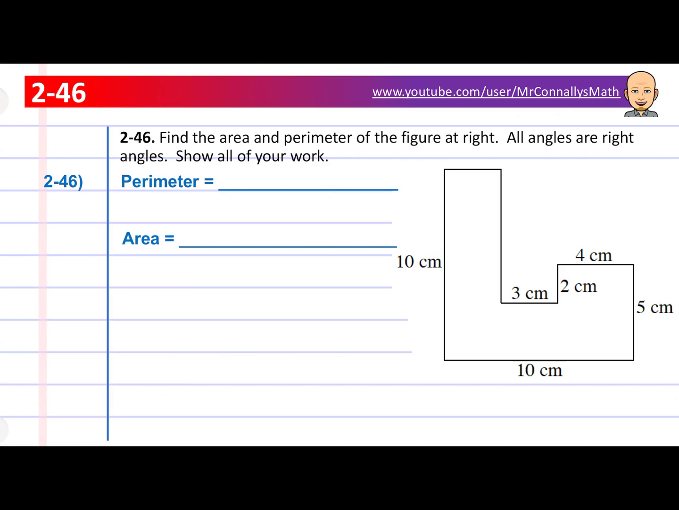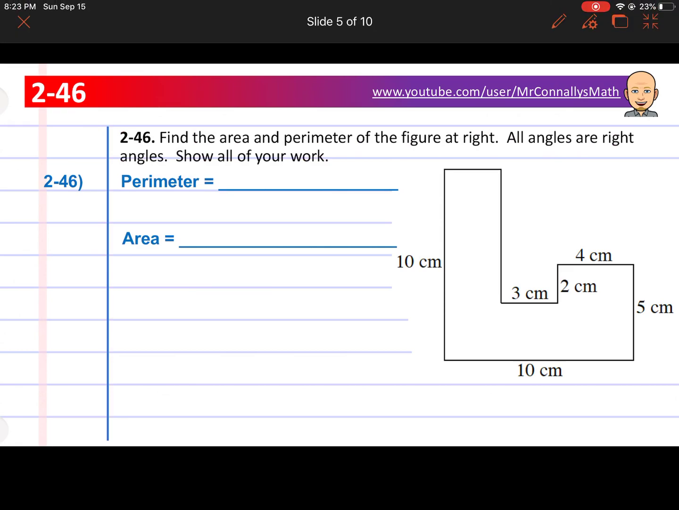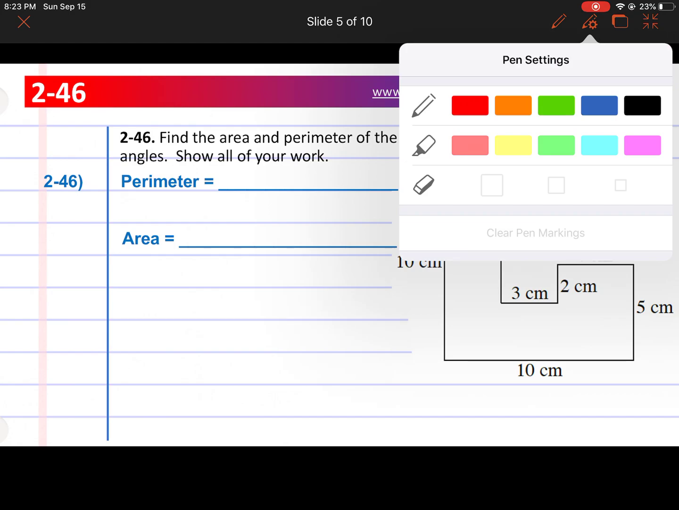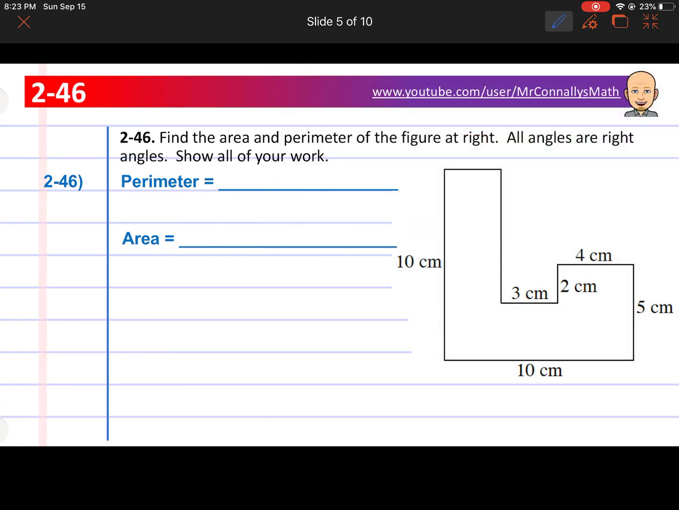Question 46. Find the area and the perimeter of the figure at right. All angles are right angles. Show all of your work. Okay, so now we've moved beyond just the graphing. We've got a real life shape. This could be a shape of a building. It could be a grass area. It could be a backyard, although 10 centimeters would be a pretty small backyard.